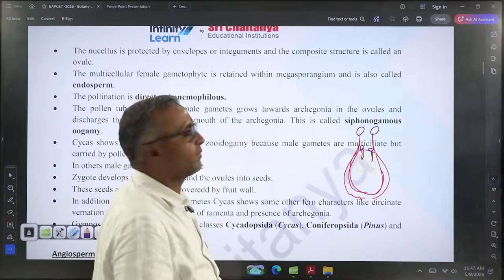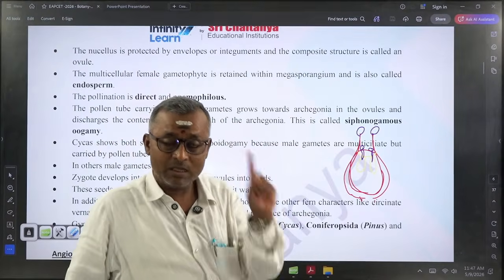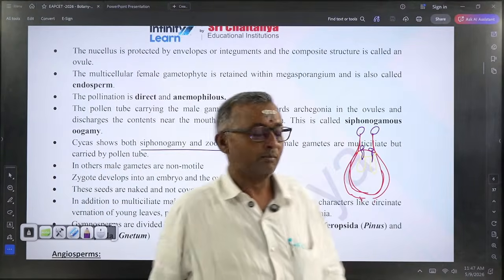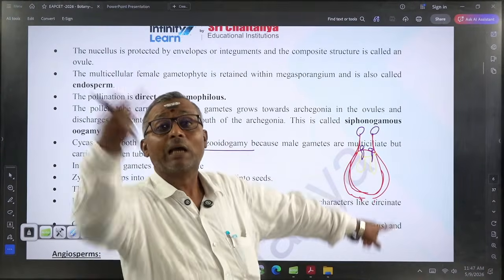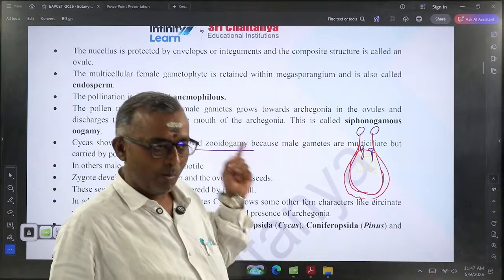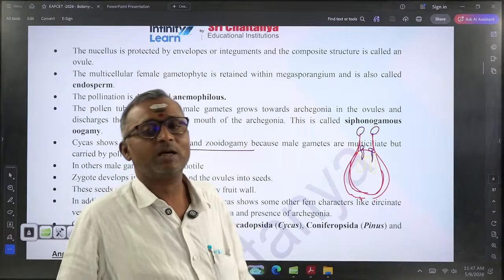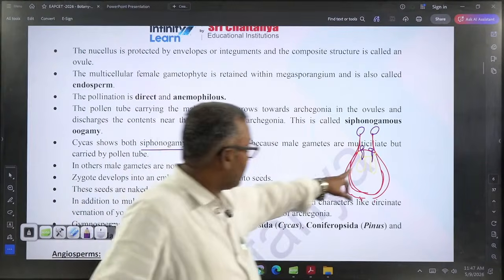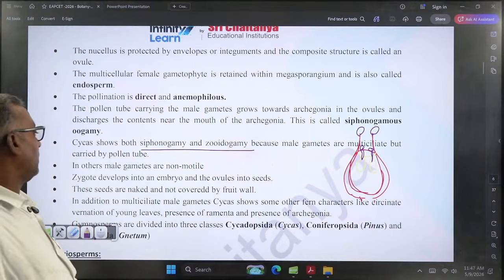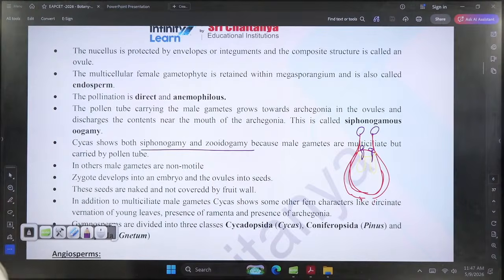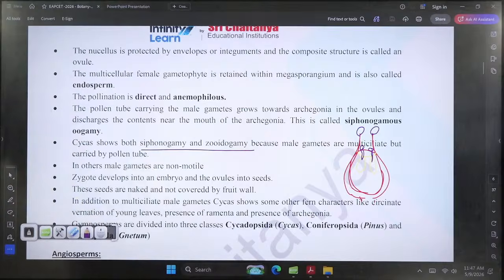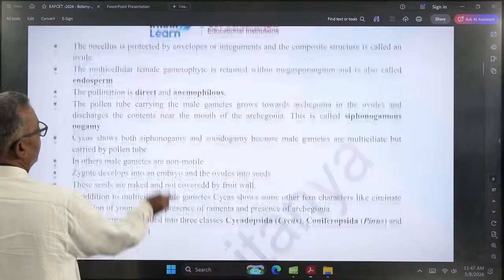So most gymnosperms have siphonogamy, but exceptionally in Cycas you can see both siphonogamy and zooidogamy, because Cycas contains motile male gametes. So both are present. Very, very, very important. Cycas contains motile male gametes. They are all multiciliated male gametes, but they are carried to the egg with the help of the pollen tube. That's why they have both. In all others, their male gametes are non-motile, and zygote develops into the embryo and ovule develops into the seed. Now these seeds are not covered by any fruit wall, so it is a naked seed.